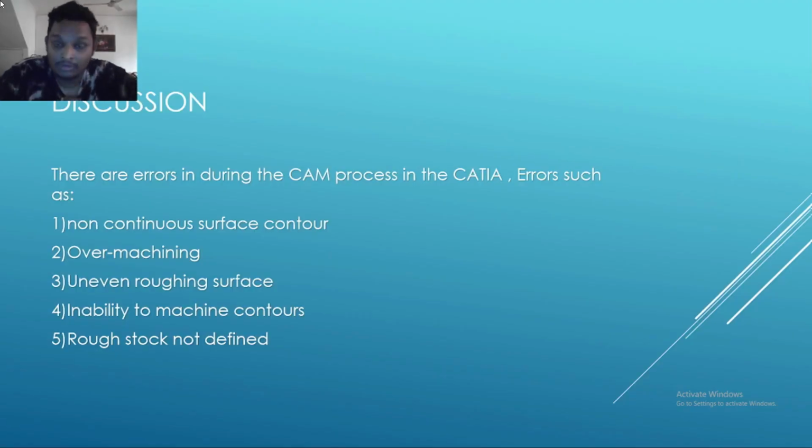Hi everyone, I'm Vino. Today I'm going to talk about the discussion. In the discussion, we are going to tell about the errors and problems, and also the solutions that we faced and developed in order to do the process of CAM in this subject. There were errors during the CAM process, such as non-continuous surface contour, overmachining, uneven roughing surface, inability to machine contours, and rough stock not defined.